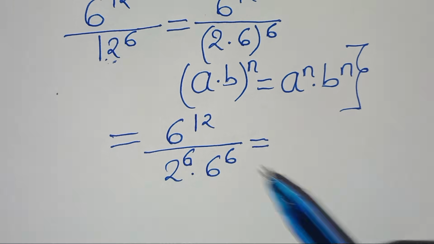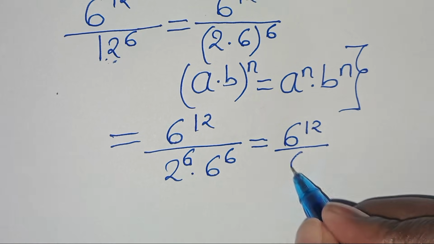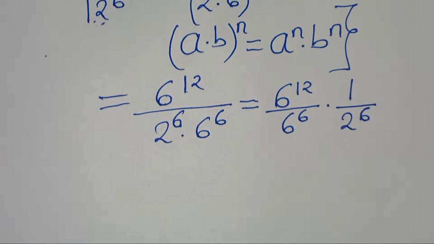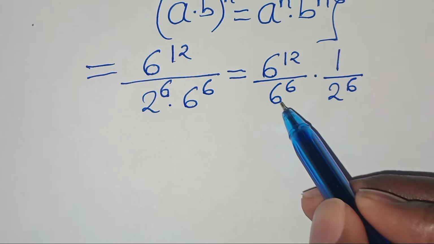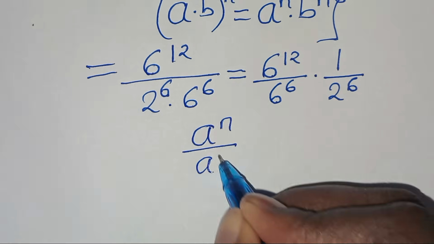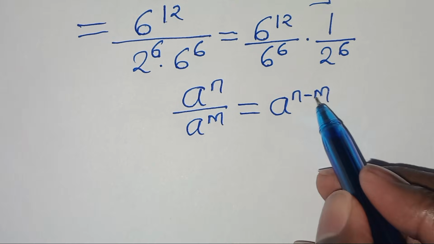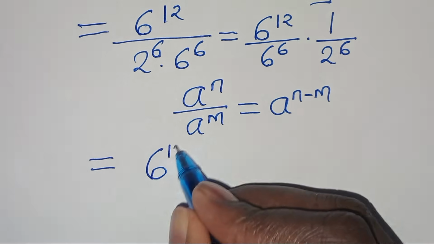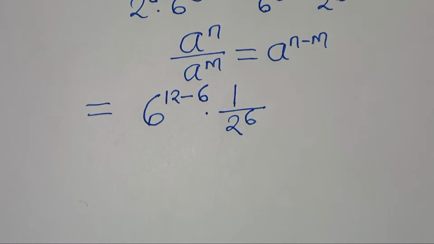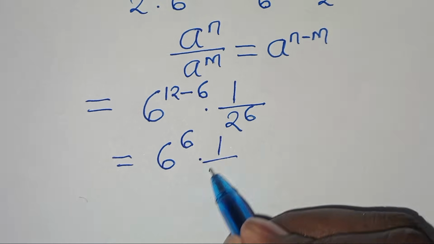Now, we can express this as 6 to the power of 12 divided by 6 to the power of 6 multiplied by 1 over 2 to the power of 6. The next step is that for 6 to the power of 12 divided by 6 to the power of 6, the bases are common here. So this means that a to the power of n divided by a to the power of m can be expressed as a to the power of n minus m. Applying this property, then here we'll have 6 to the power of 12 minus 6, which is 6, times 1 over 2 to the power of 6.